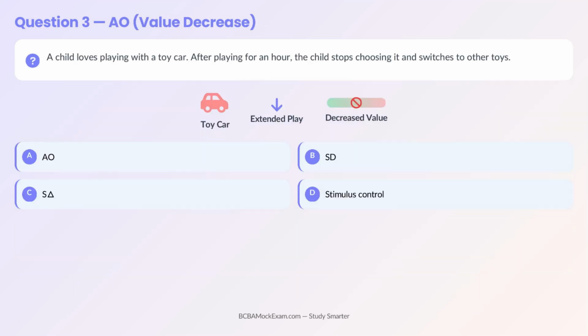Question 3. A child loves playing with a toy car. After playing for an hour, the child stops choosing it and switches to other toys. A. AO. B. SD. C. SD. D. Stimulus control. This question tests whether you can identify the effect of overexposure on reinforcer value.